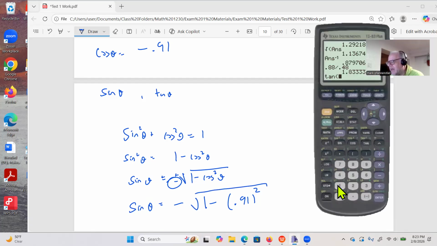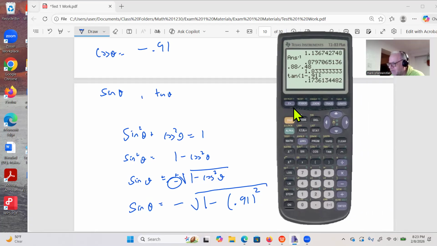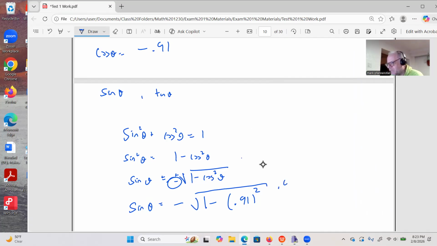So we have 1 minus 0.91 squared equals, okay. Now, we're not done yet. We still have to take a square root. So let's take the square root of that one, and that will be 0.4166. So we'll call it 0.42, because they only wanted two decimal places. It's in my third quadrant, so it's negative 0.42.